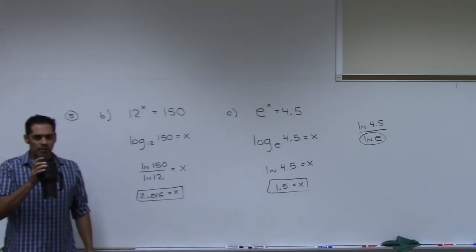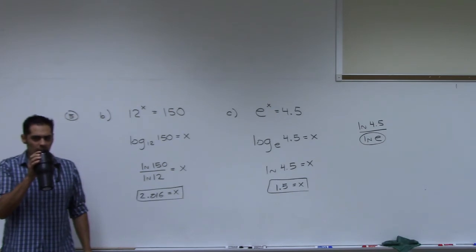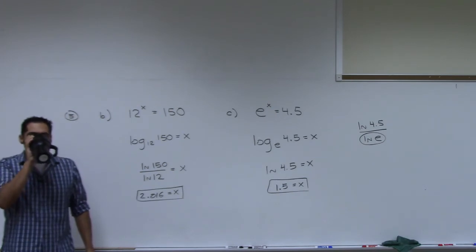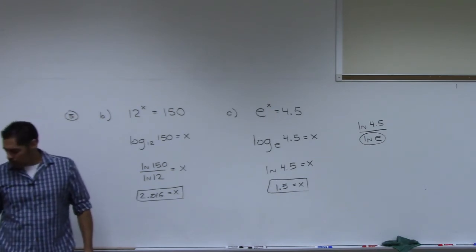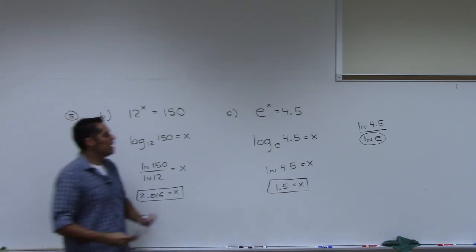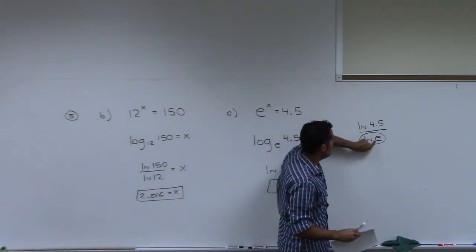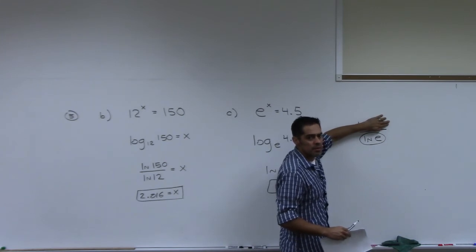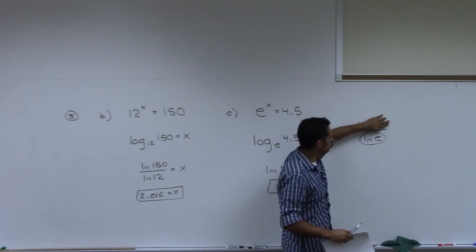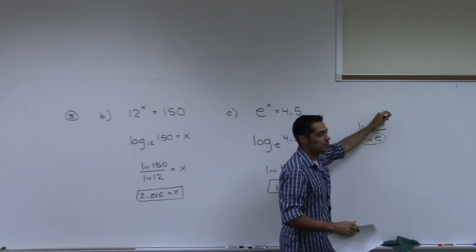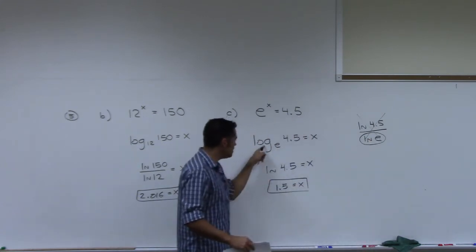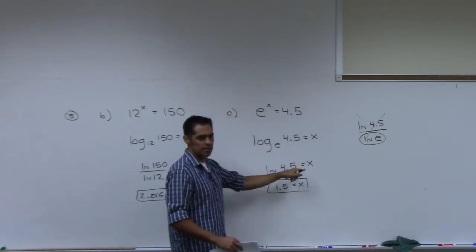Who's not getting 1? It's okay if you're not. That's why I'm bringing it up. I'm just saying this part right here, natural log of e by itself, make sure you can get 1 there. But remember, you don't have to do this. You can just go straight to this, because it's base e.